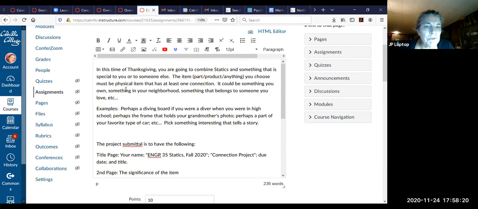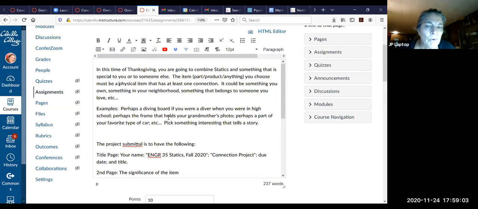The item you choose must be a physical item that has at least one connection. And you know connections: pins, rollers, hinges, ball and socket joints, whatever. You know what a connection is. So you have to pick an item that's physical and has at least one connection. It could be something that you own, something in your neighborhood, something that belongs to someone you love, etc. It could be anything you want, as long as it's physical. So the criteria is: one, it's physical; two, it has a connection; and three, it means something to you.